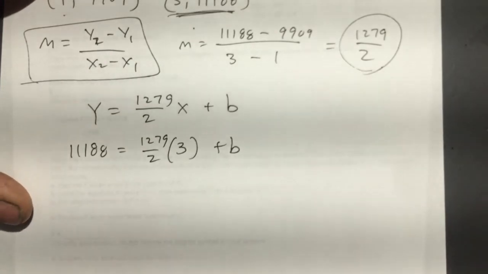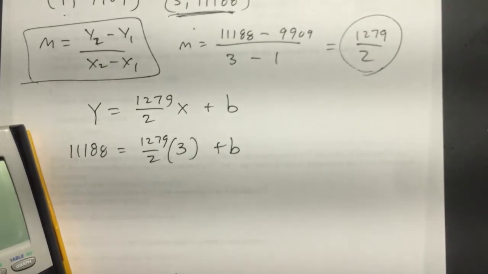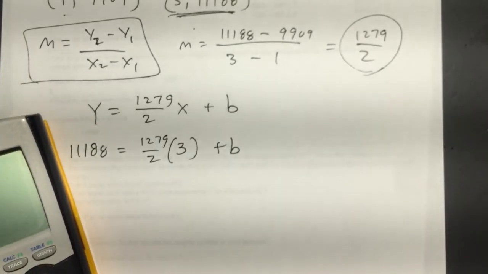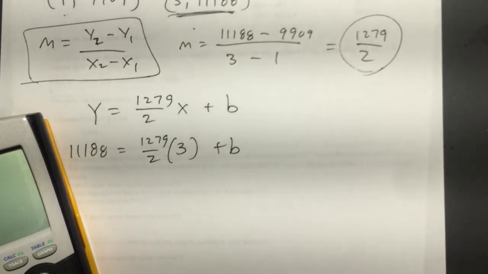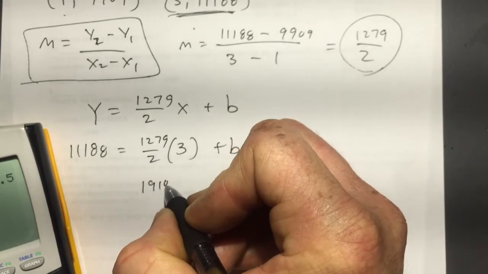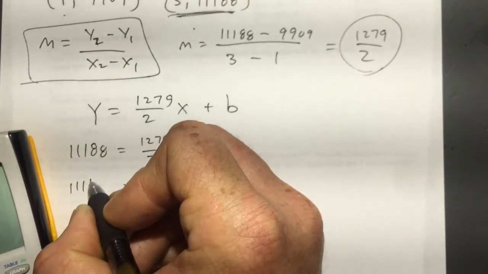Okay, so I'm going to do 1279 divided by 2 times 3, and I get 1918.5. Oops.